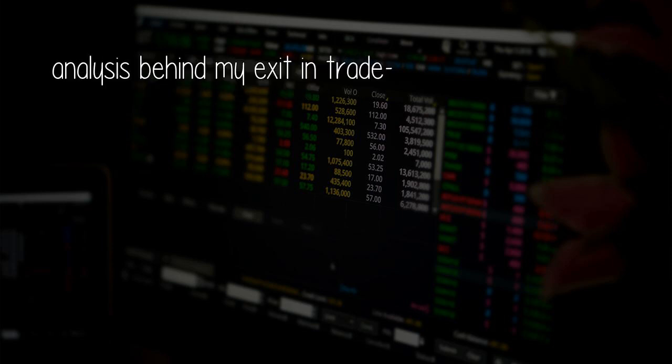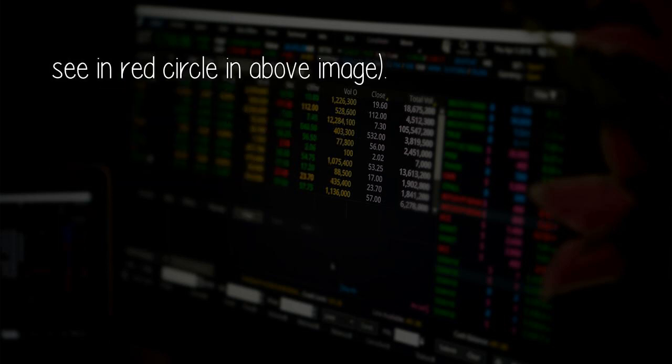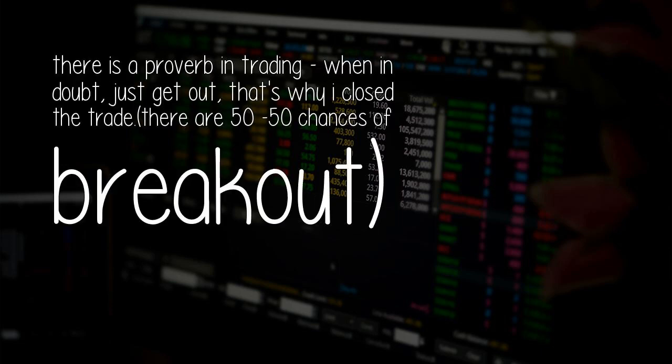Analysis behind my exit in the trade. In the above one-day chart you can see the trend fell down 4 times after clashing with the 50-day moving average. See the red arrow in the above image. So according to historical behavior it is possible to fall down one more time. See the red circle in the above image. There is a proverb in trading: when in doubt, just get out. That's why I closed the trade.